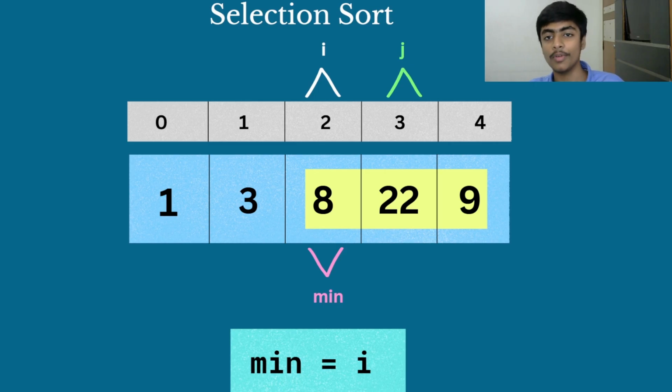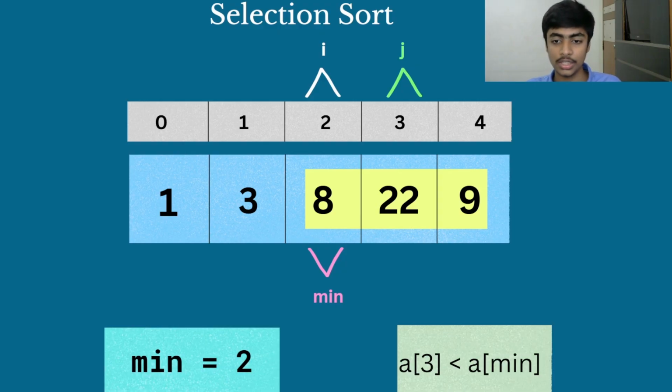Remember, j is always going to be set to I plus 1. So j is going to be set to 3. And as usual, min is always initially set to I. Let's just start the iteration. We're going to first check if a of j, which is a of 3, is lesser than a of min. Basically, if 22 is lesser than 8. This is false. So our min will stay as 2.